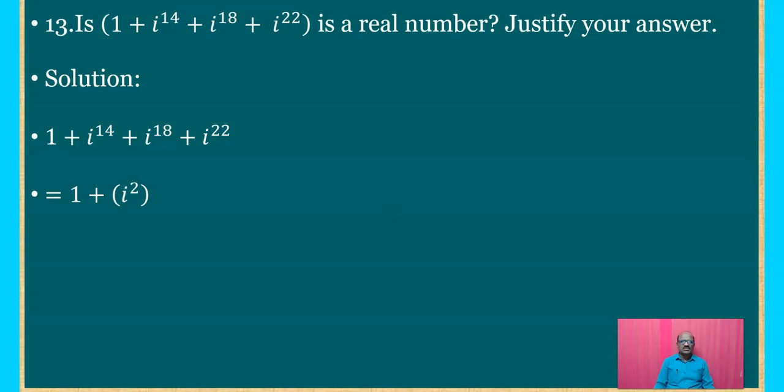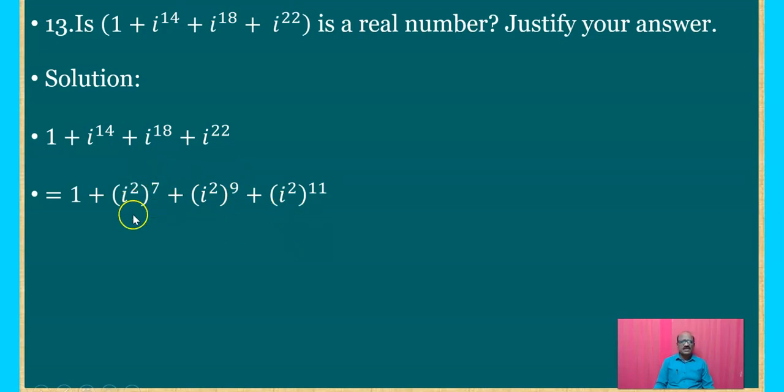1 plus [i squared] raised to 7, 1 plus [i squared] raised to 9, 1 plus [i squared] raised to 11. So 1 plus [i squared] raised to 7 plus [i squared] raised to 9 plus [i squared] raised to 11. i squared is minus 1.